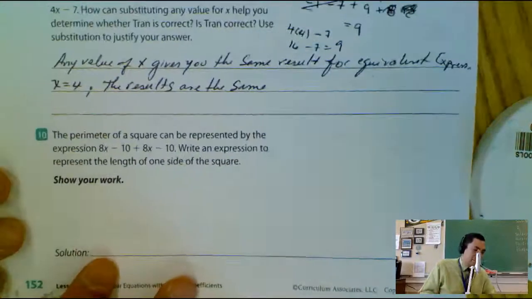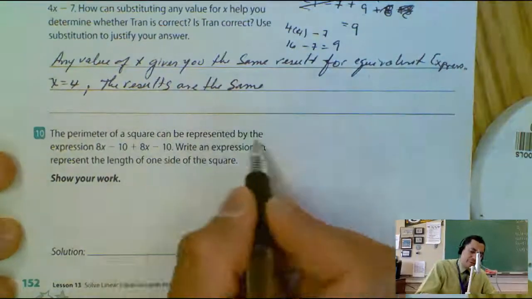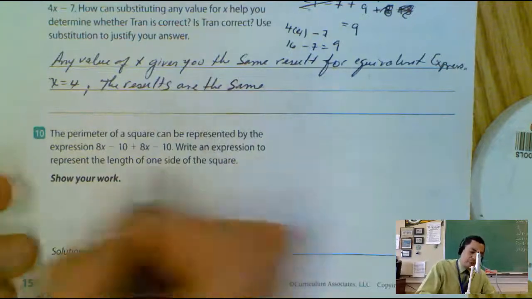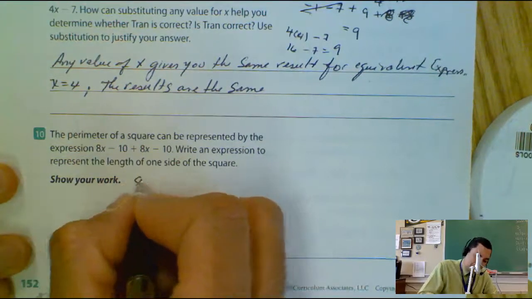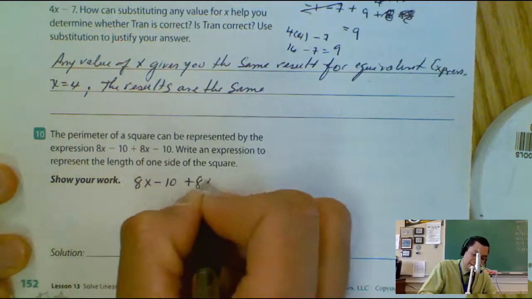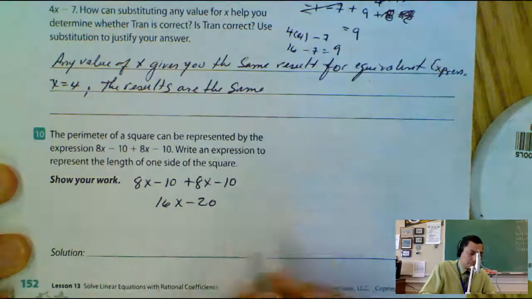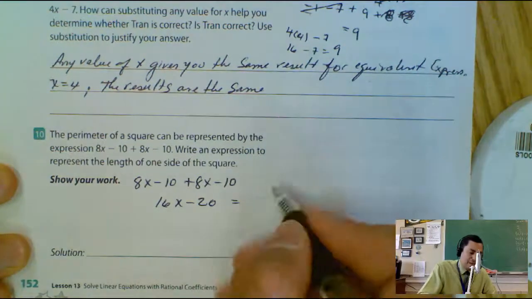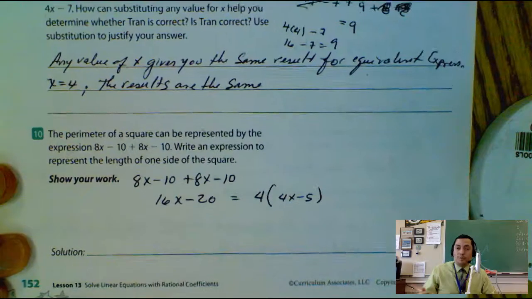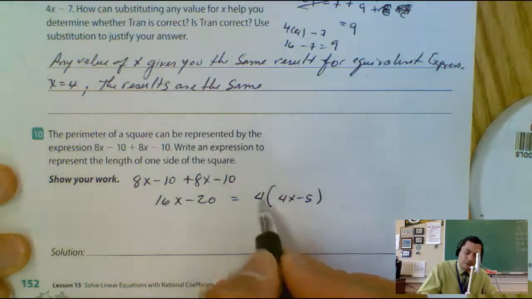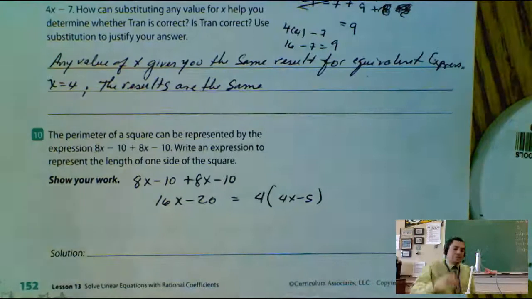And number 10, I have the perimeter of a square, every side is the same, represented by the following expression. Write an expression to represent the length of one of the sides of the square. So in this case, if I have 8x minus 10 plus 8x minus 10, that's 16x minus 20. And this can be equal to 4x minus 5, the factored form. It's a square, so you have four sides. 4 times 4 is 16, 4 times 5 is negative 20. So we did the opposite steps.